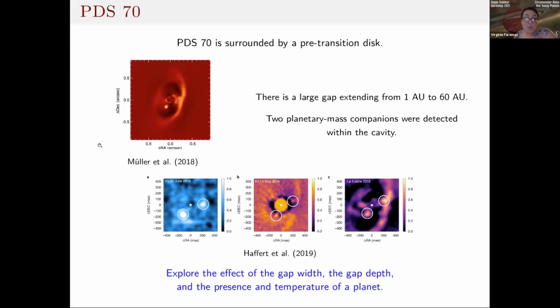With this one, we want you to explore the effect of the gap width. Here, the gap is about 60 AU wide, so we want you to explore the effect of a gap having, say, 50, 40, 30 AU width. We also want you to explore the effect of the gap depth, so how populated or how empty the gap is, and also the presence and temperature of a planet: whether you can already see a planet in an SED or if you need an image to see this, and how the temperature of a planet will affect your images and your SED.